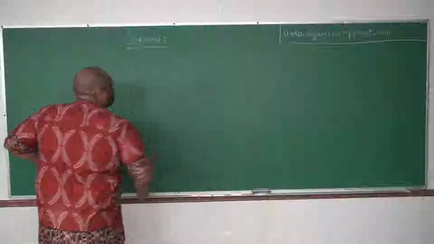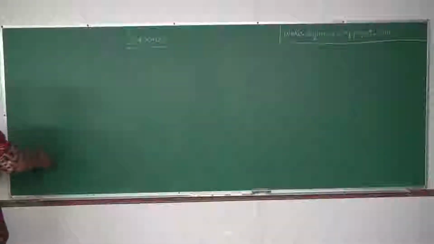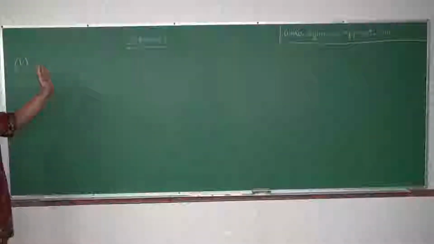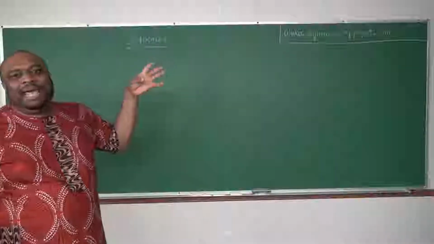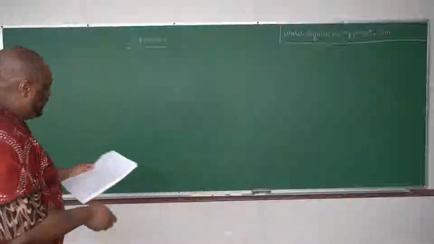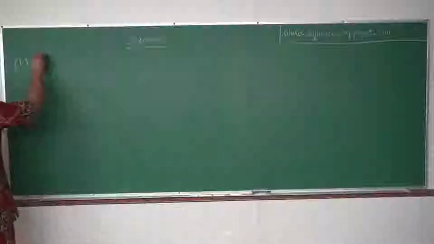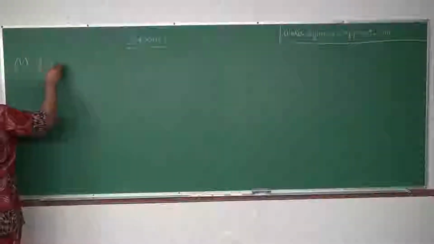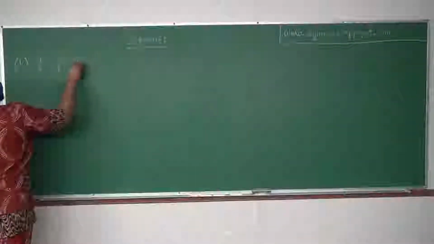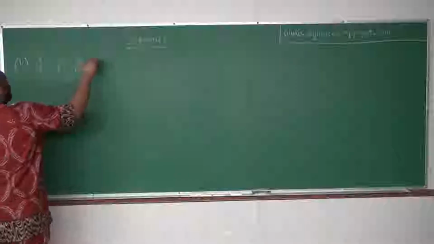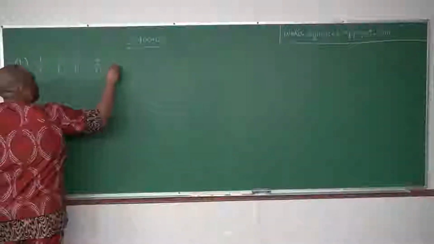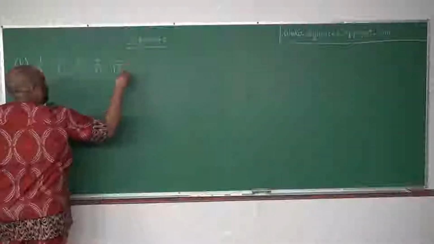Let's look at some problems. We're going to solve some. So the question will be, write the nth term of these sequences. Number 1, we have 1 over 8, 2 over 9, 3 over 10, 4 over 11, 5 over 12, and it continues.